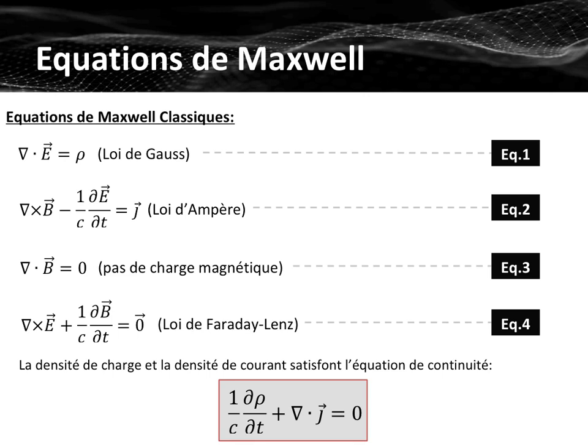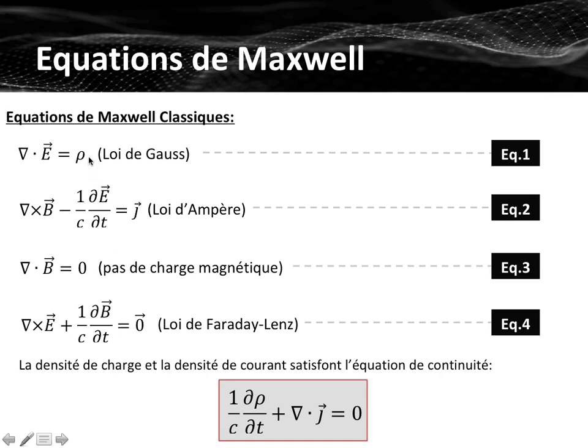You know Maxwell's equations from your previous courses on electromagnetism, and I will not explain the physics behind that. You just know that basically this is the differential form of Gauss's law, Ampere's law, Faraday-Lenz law, and this one, the divergence of B equal to 0, comes from the fact that we don't have magnetic charges, we only have magnetic dipoles.